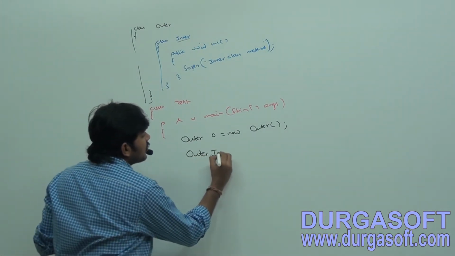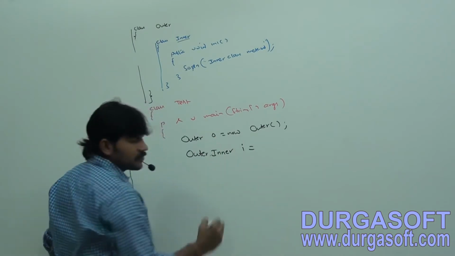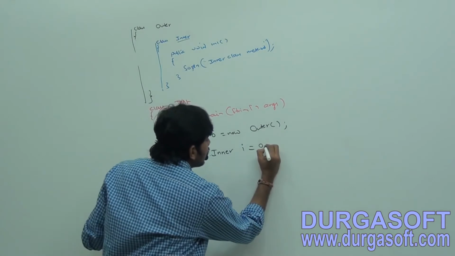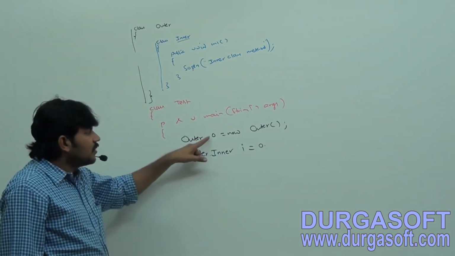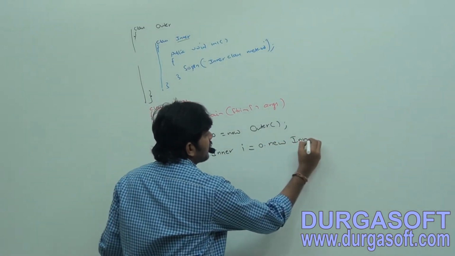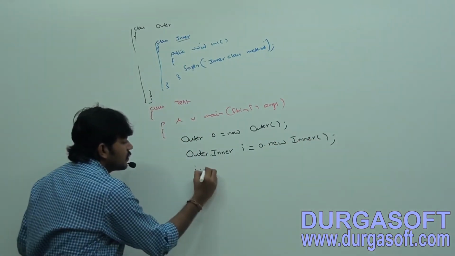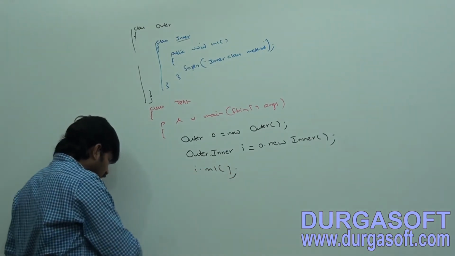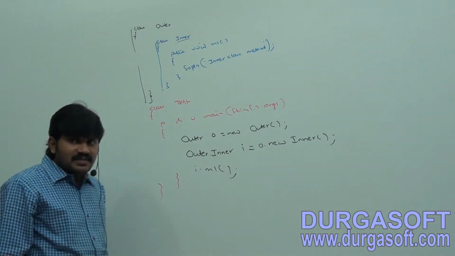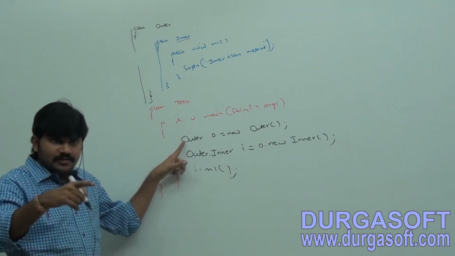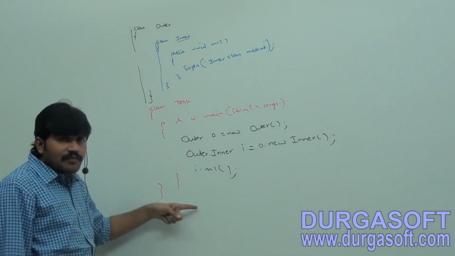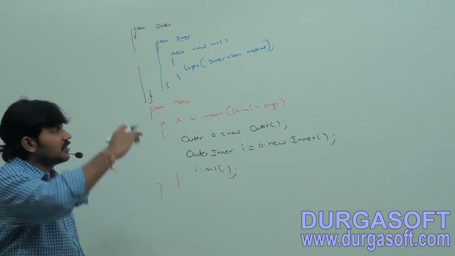Outer dot Inner I is equal to O dot new Inner, I dot M1 method, right? That's all. It is exactly the same as case 1. Are you getting case 1? Accessing inner class code from the static area of the outer class and from outside of the outer class, both codes are the same.